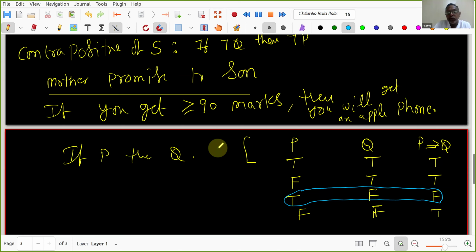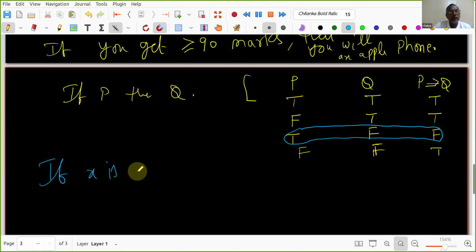Right. So for example, I will say this. If X is in class, then X is thinking. Okay, so this is my statement. So how many of you are able to write the converse of S? Can you tick S? How many of you are able to write the contrapositive of S?